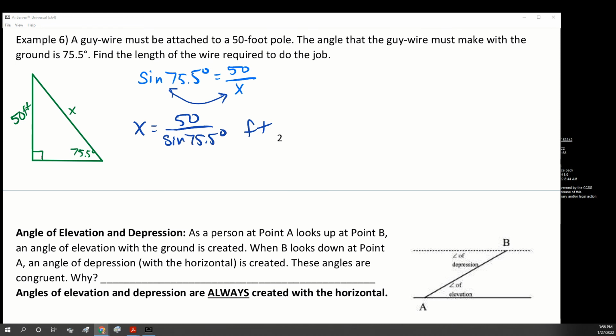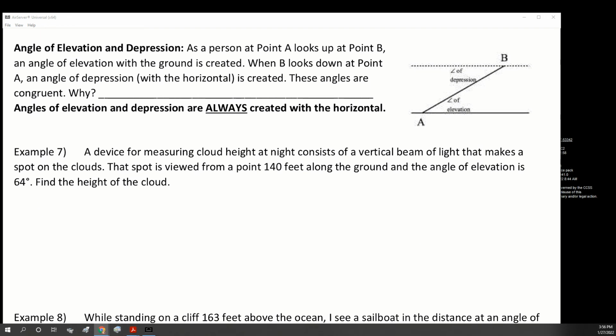And I'm going to take a second to talk about angles of elevation and depression. So an angle of elevation: as a person at point A looks up at B, an angle of elevation is created with the ground. So if I'm here and you're here and I'm looking up at you, it forms an angle of elevation with the ground. But if you're here and I'm here and you're looking down at me, then it forms an angle of depression with the horizontal. And these two angles are always congruent.